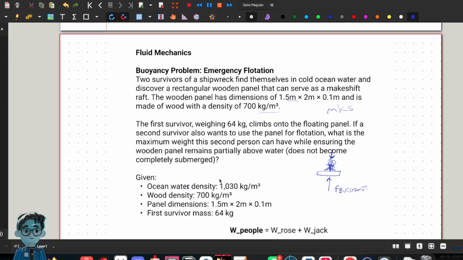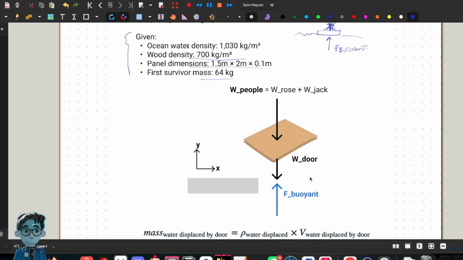So this is called Archimedes' principle. So we'll need the density of the water. We need the weight of the wood. So they give us the density of the wood, the volume of the wood, and the first person. So the thing that is unknown is the second person. If we look at it as a free body diagram, so this would be the free body diagram. We have two people. You can call them Rose and Jack. The two people and this door both have the weight pushing down onto the water.